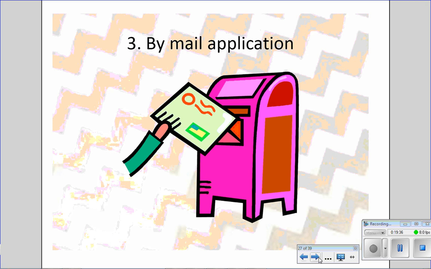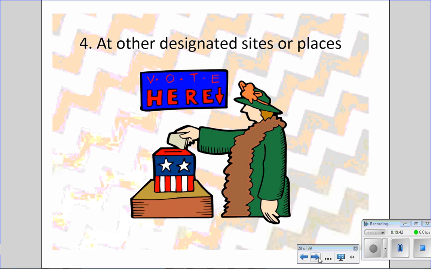You can also do it by mail. You can print out an application and mail it in, so by mail application. And at other designated sites or places. So sometimes, especially leading up to an election, you might see somebody set up at the library with a booth to register to vote. Or if you go to fall festivals, there might be a candidate there who's handing out pamphlets, and they also have forms to register to vote.